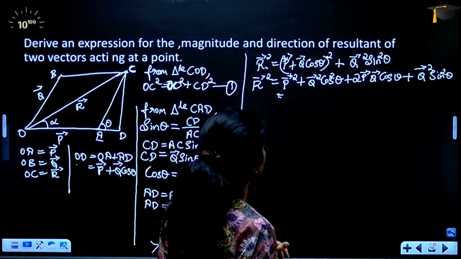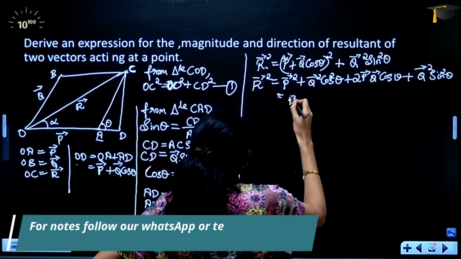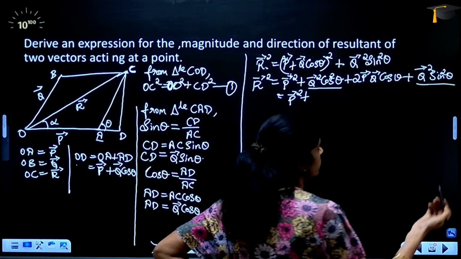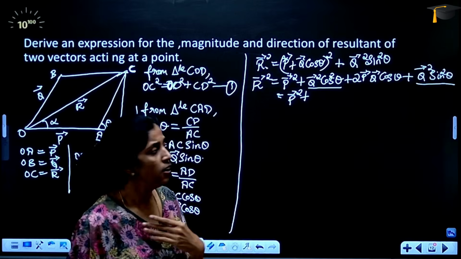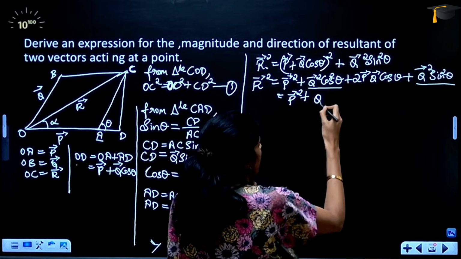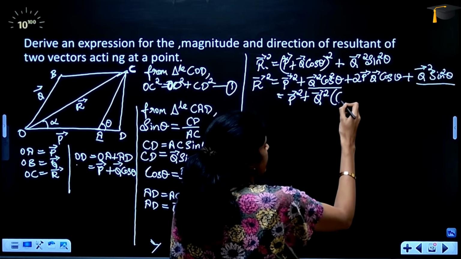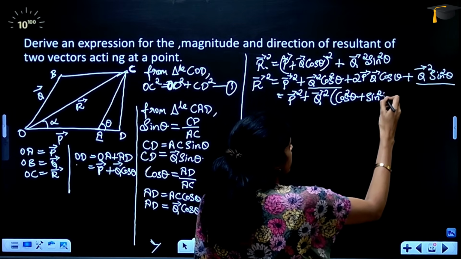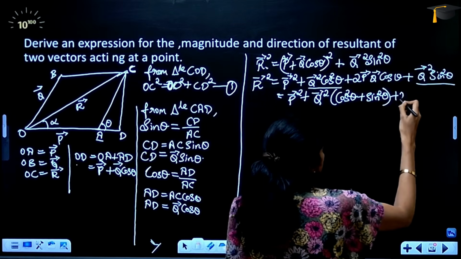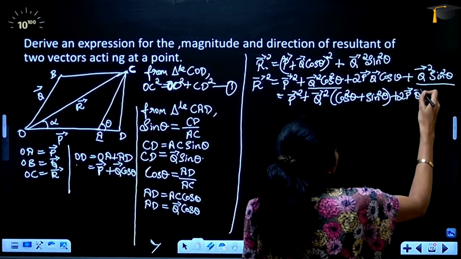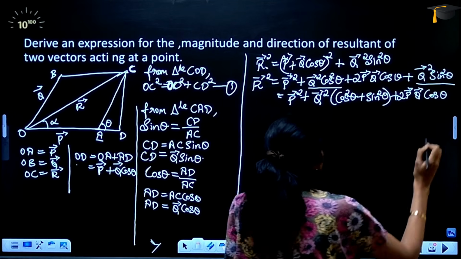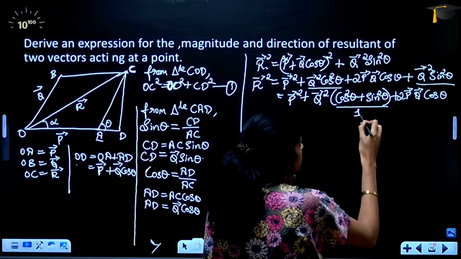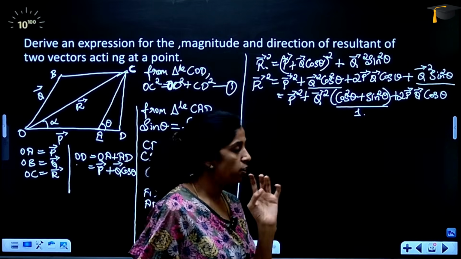Now you can see here, I'll write this as vector P square plus Q square cos square theta and Q square sine square theta. Can I take Q square as common? Yes, I can take Q square common. So what will I get here? If I take this common, I'll get cos square theta plus sine square theta. The remaining, you can write as 2 P Q cos theta. Since I took this as common, I know that cos square theta plus sine square theta is 1. So directly you can take that as 1.